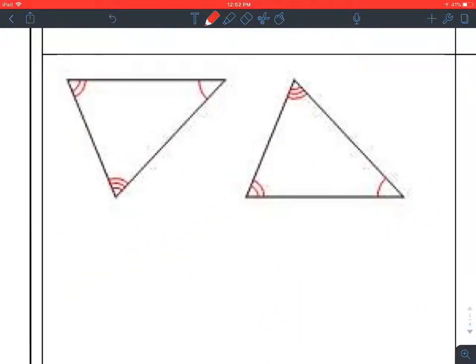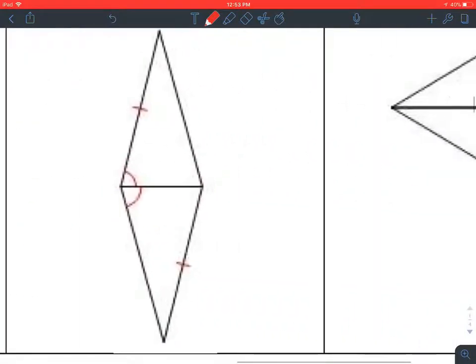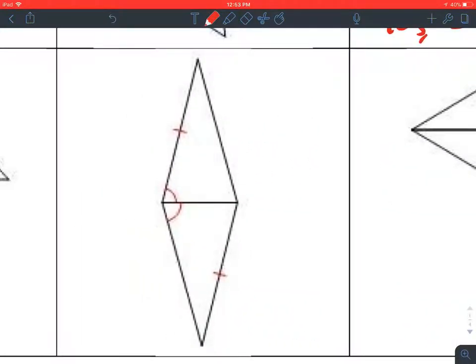Next one, we have angle, angle, angle, congruent to angle, angle, angle. We do not have an angle, angle, angle postulate. So no, these are not congruent. The next one, we have a side and a side. We have an angle and an angle. And we got this side here that's congruent to itself.